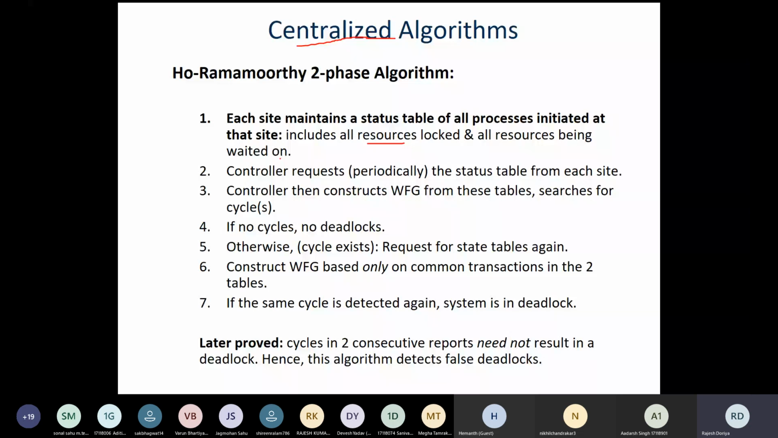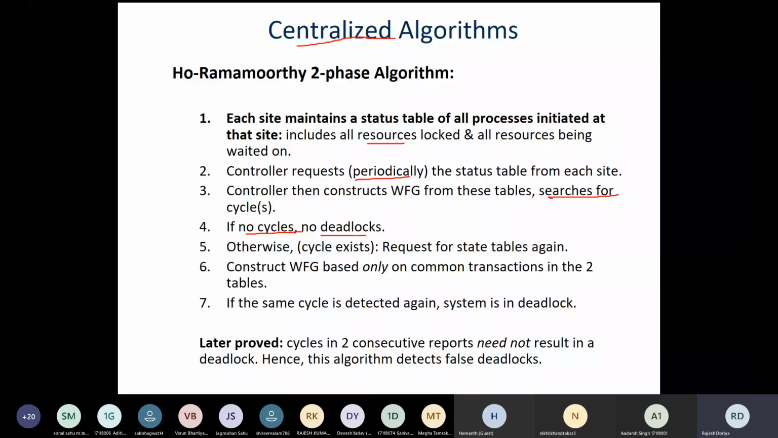Then in the second step, the controller will request this status table from each site, and it collects all these status tables at a regular interval. And the moment it receives all the tables, it searches for the cycle. Okay, so first the controller will poll for the status tables, and the moment the controller side collects the status table from all the client sides, it will search for the cycles. So if there is any cycle, then we can say that there is a deadlock, otherwise there is no deadlock, right?